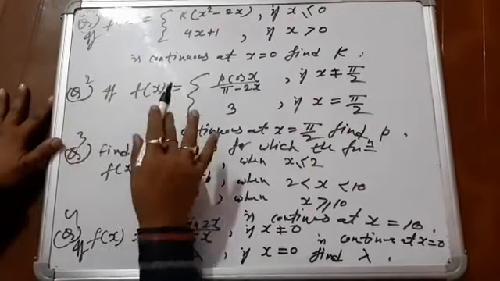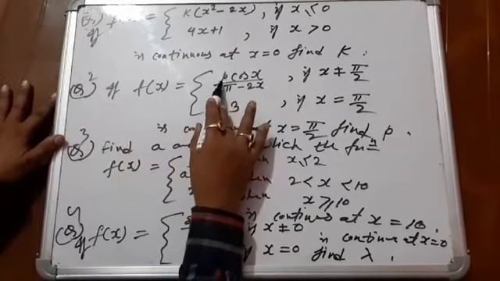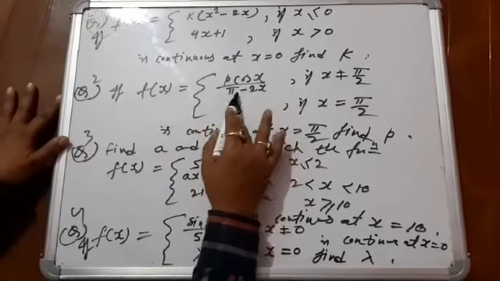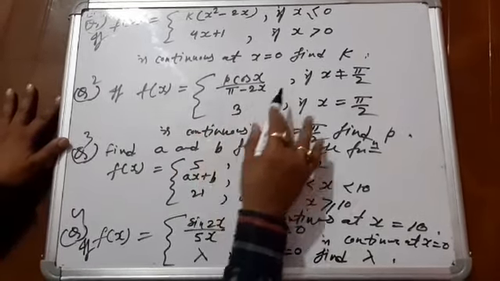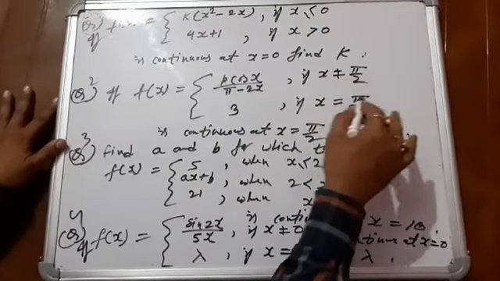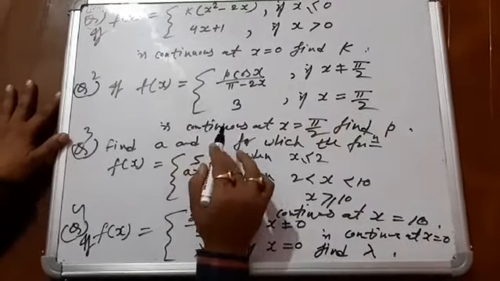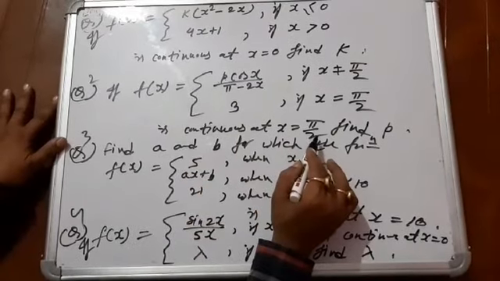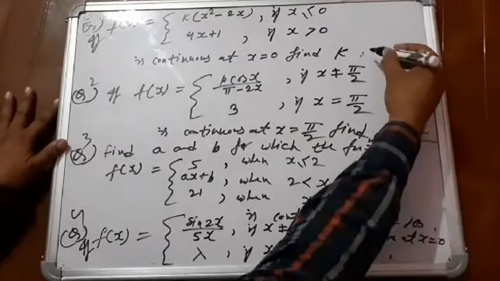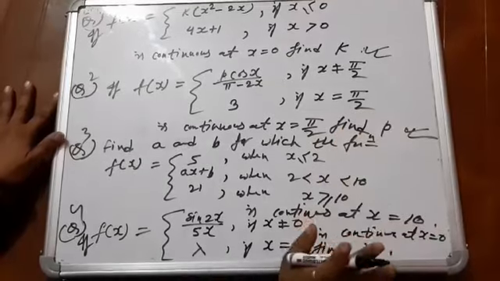Second question is based upon the trigonometric limit. f(x) is given as p cos x by (pi minus 2x), and the second value is 3, at the given condition x not equal to pi by 2, x equal to pi by 2. And it is given that this function is continuous at pi by 2. Then we are going to find out the value of p here. Here the unknown is p.